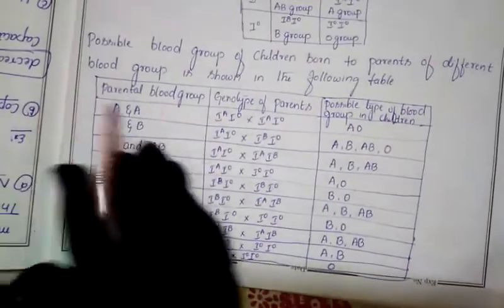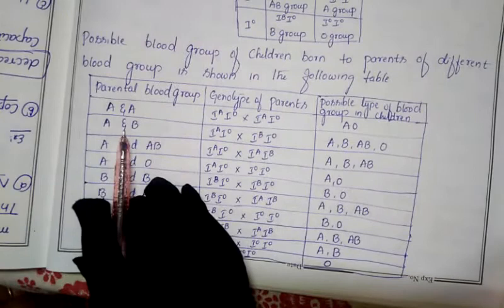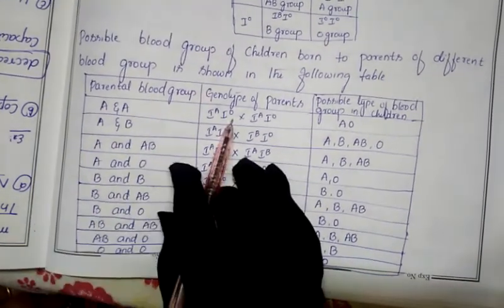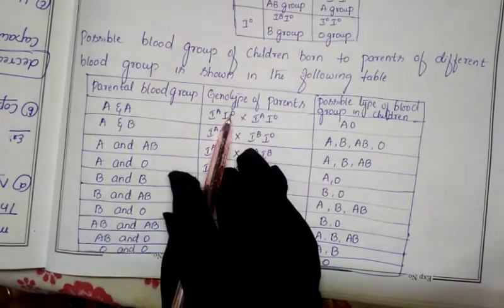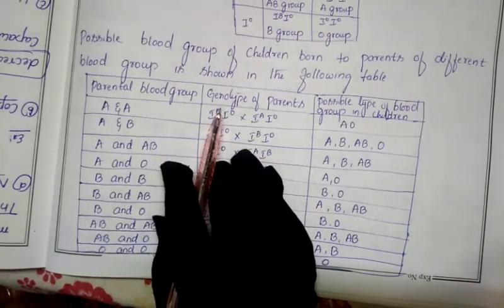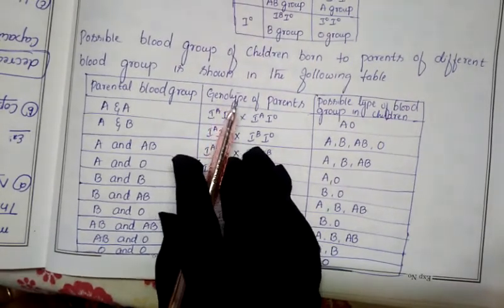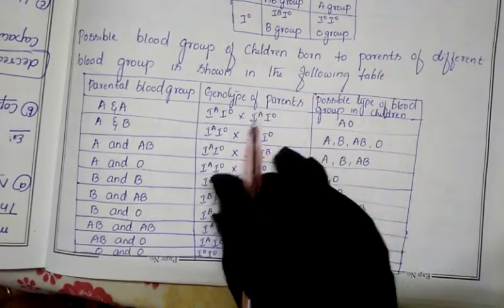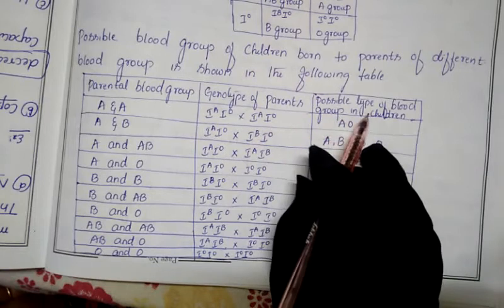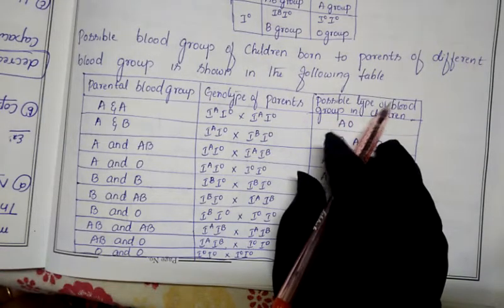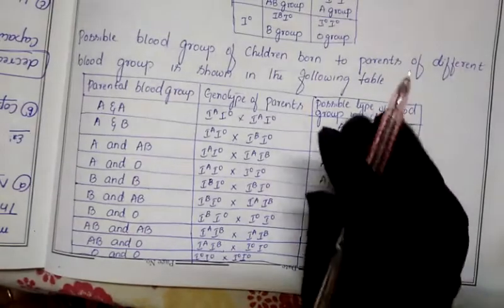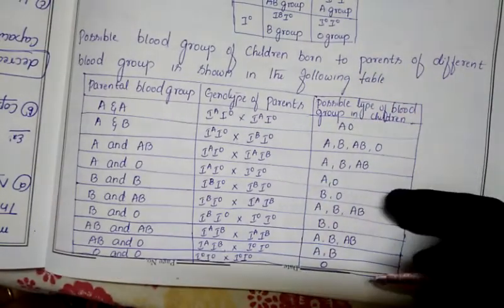See, here they have given the parental blood group. In this column they have given the parents' blood group, and here you have to write the genotype of these parents. In this column, for this type of parents, which type of blood group will appear in the offspring. That blood group is mentioned in this column.